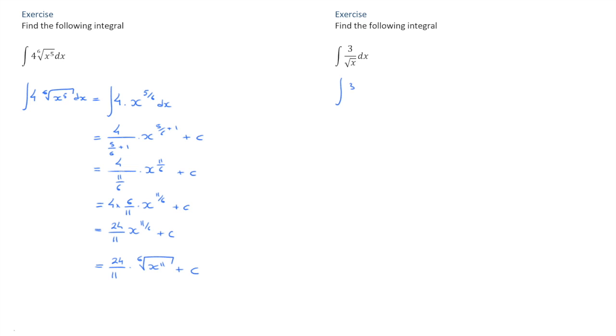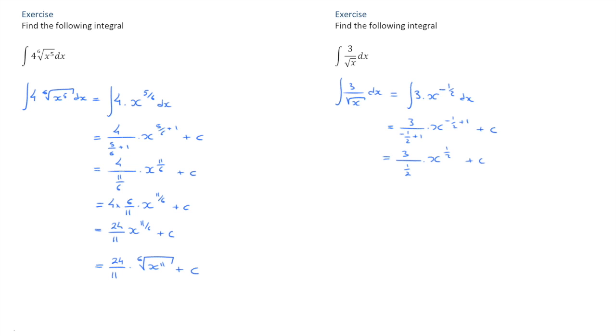We'd have the integral of 3 over the square root of x. That's equal to the integral of 3 times x to the power of negative 1/2. We now use the power rule to write that this equals 3 over negative 1/2 plus 1 times x to the power of negative 1/2 plus 1 plus some constant c. Taking care of the denominator, that's 3 over negative 1/2 plus 1, that's 1/2, times x to the power of negative 1/2 plus 1, that's 1/2 again, plus c.